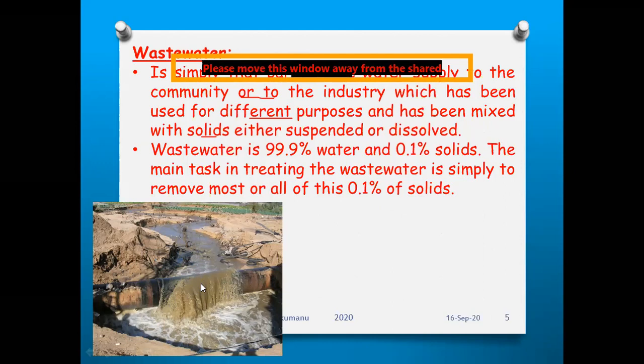So if you see the water here, it is in a brown color. Why? Because it is coming naturally from the ground. Soil is brown in color, so automatically the water here is in a brown condition. So even when rainwater comes, it is in a brown condition.